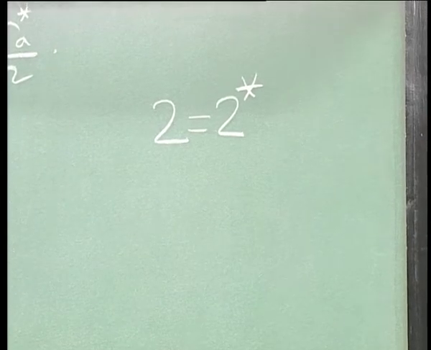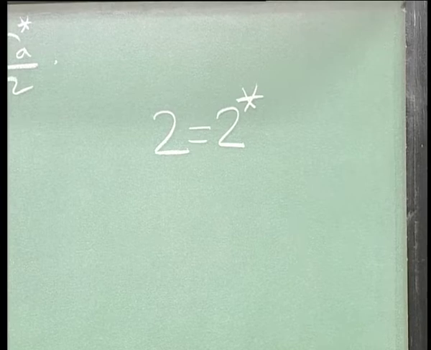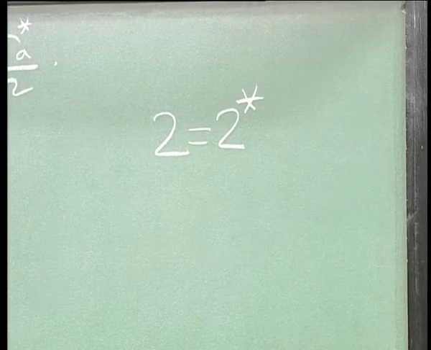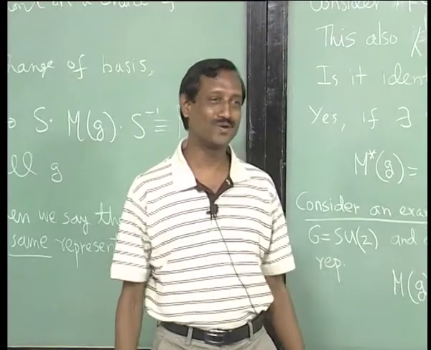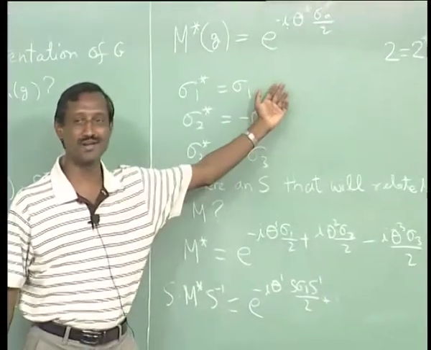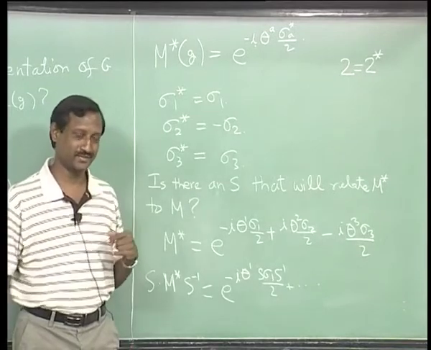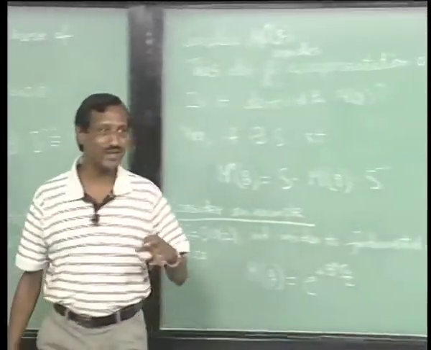Now you may question which should I call 2, which should I call 2 star, that is up to you. If you call one of them 2, the other will be called 2 star, but here it does not matter, they are related to each other by a similarity transformation. You could not have guessed it just like that. Okay. So, now it looks very tempting.